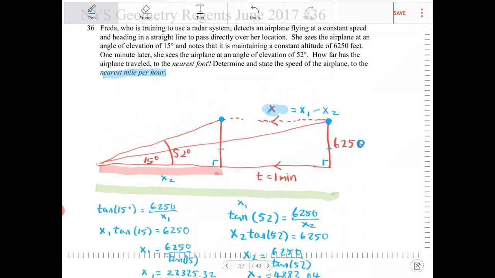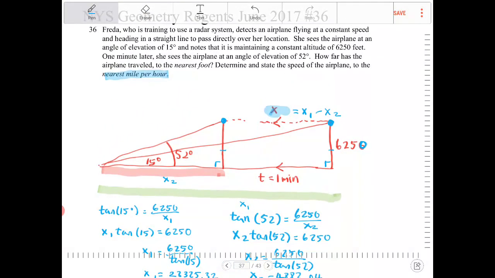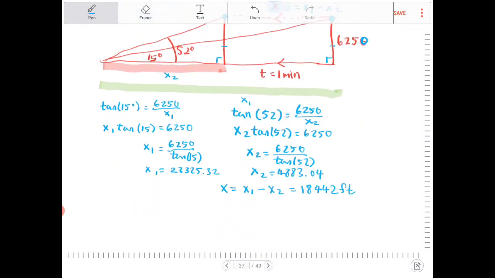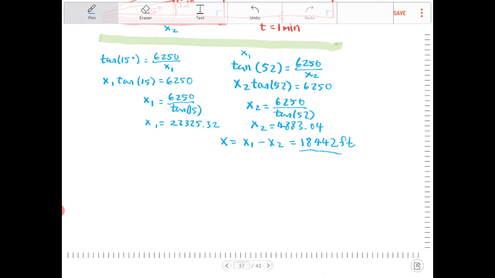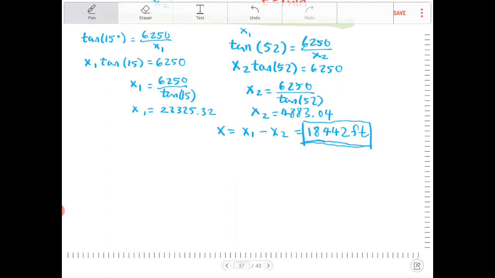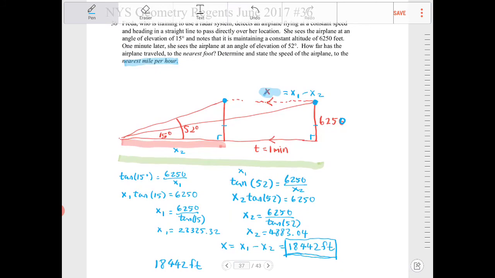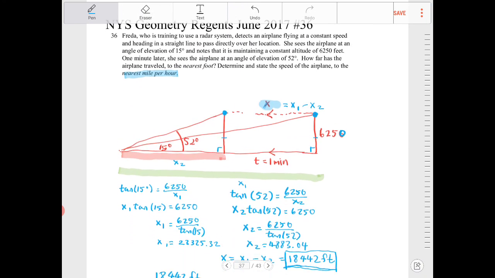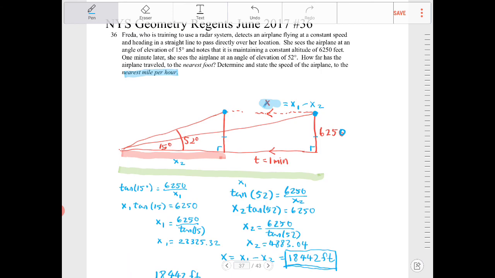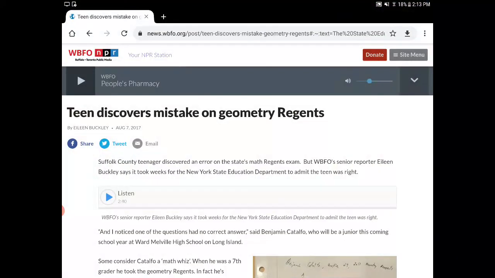The question says to round to the nearest foot, yes. Then it says to determine and state the speed of the airplane to the nearest mile per hour. So this is the distance that the plane traveled, 18,442 feet, and we want to convert this into miles per hour. How many feet are there in a mile? They really should have told you this within the problem itself. I forget, so I want to quickly Google this.